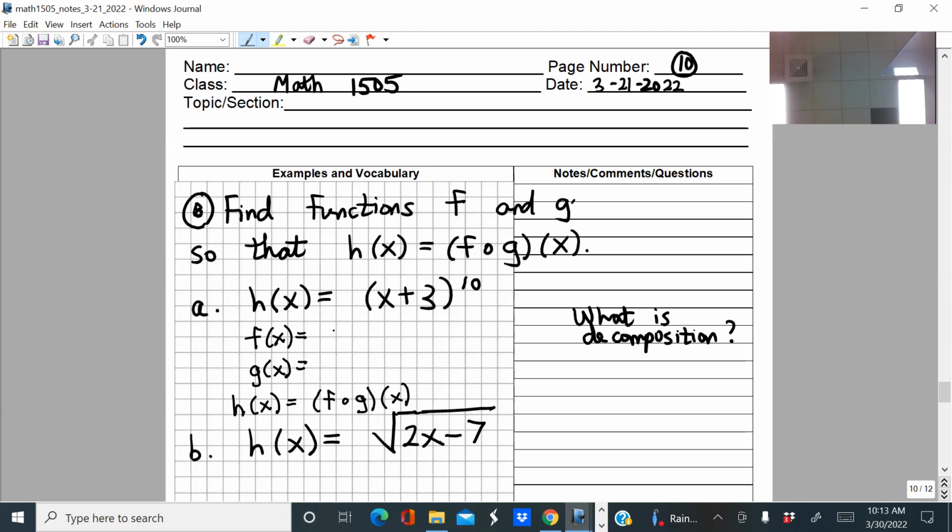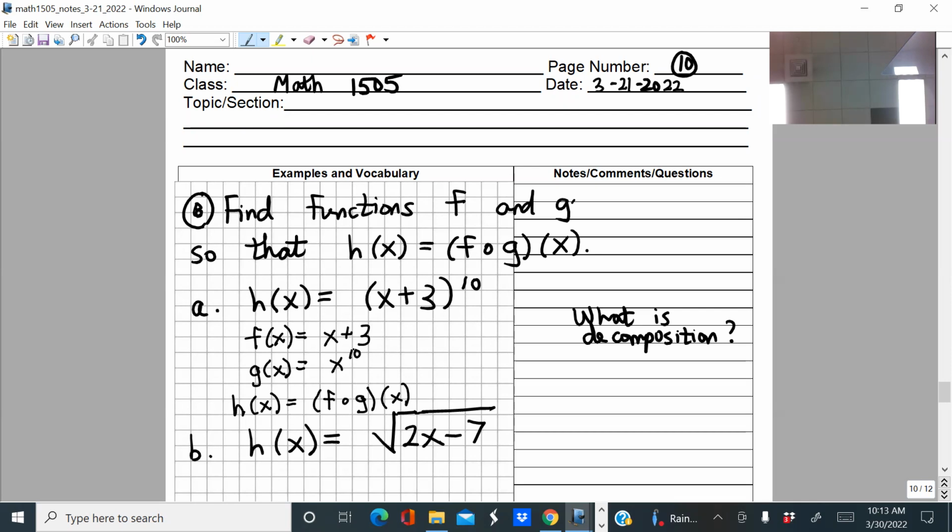So I'm going to write down a function that just adds 3 to my input. So let's let f of x just be x plus 3, okay? And then I'm going to write down the formula for a function that takes a base and raises it to the 10th power. Well, that's easy. That would just be the function x to the 10th power, right? Where you just take your input quantity and raise it to the 10th power.